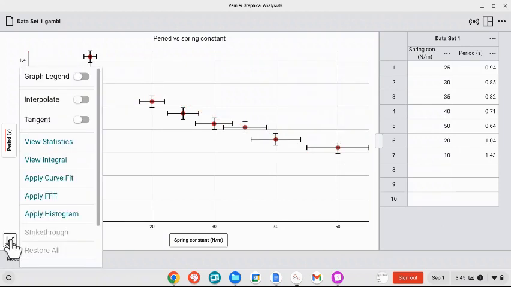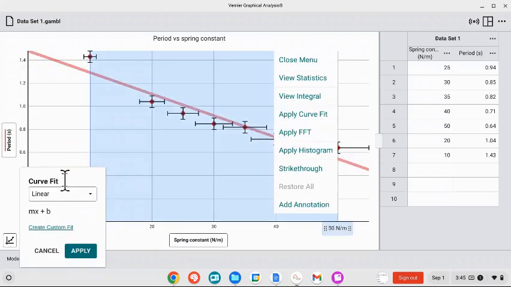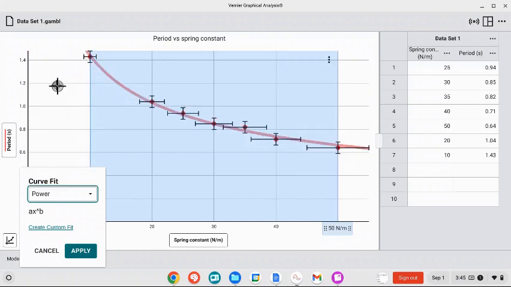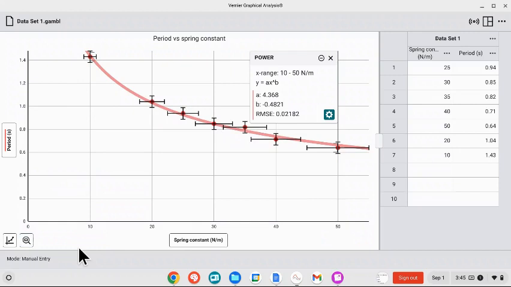So the next couple of fits that we could look at, the next one on our list is a quadratic. That's a parabola. Again, that's going to have intercepts. It's not going to asymptote. That's not going to make a whole lot of sense. So let's try power. Let's try a power function, and let's apply that.